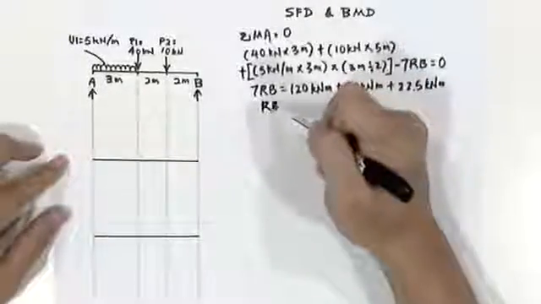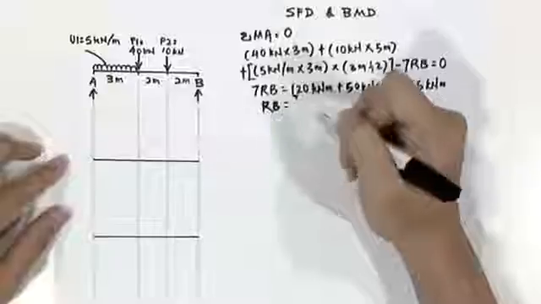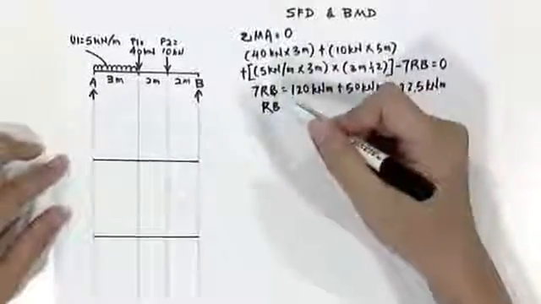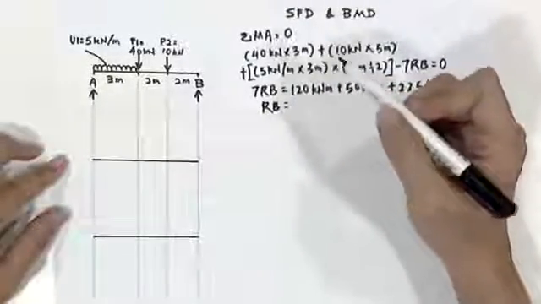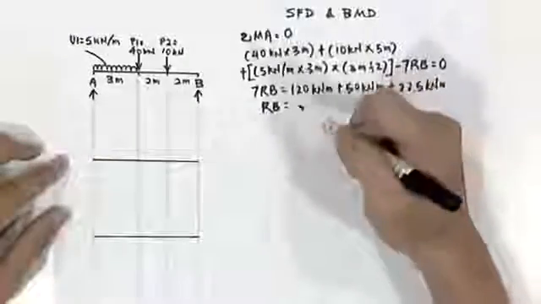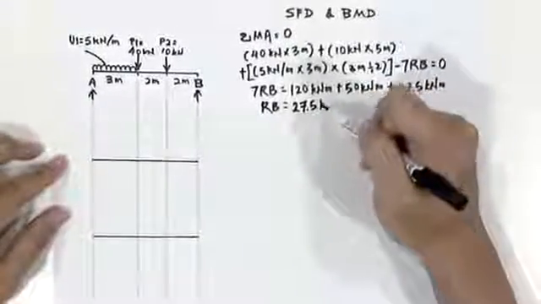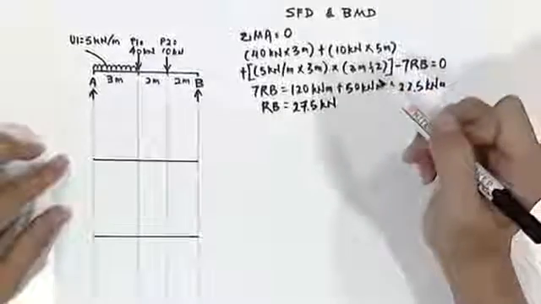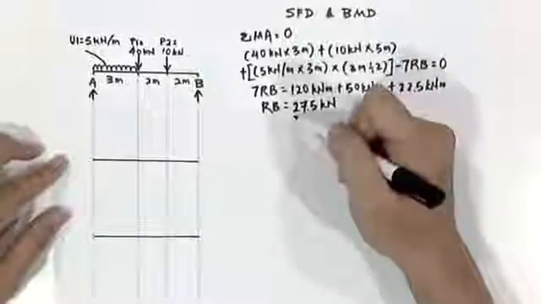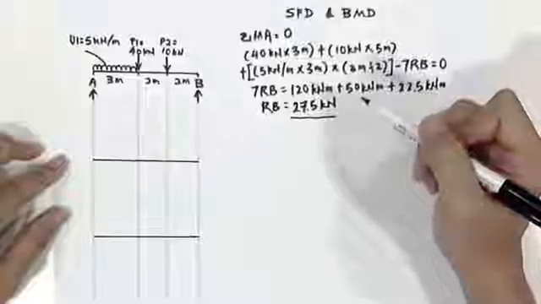Later, you will try to get RB by dividing by the number 7. Therefore, you get RB as 27.5 kilonewton. Okay, so now we have our RB.